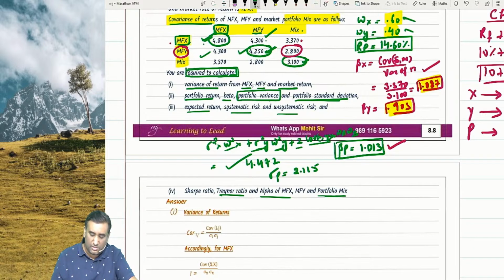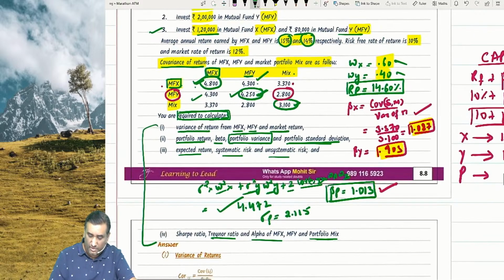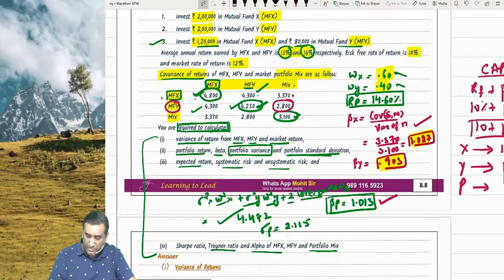I don't know what the examiner's impression was, I will not comment on it, but what he was thinking creating this kind of a question. It looks easy when you're doing it here. In exam it's not that easy. Sharpe ratio, quickly find out for all of them. It's actually a comprehensive revision which happens.